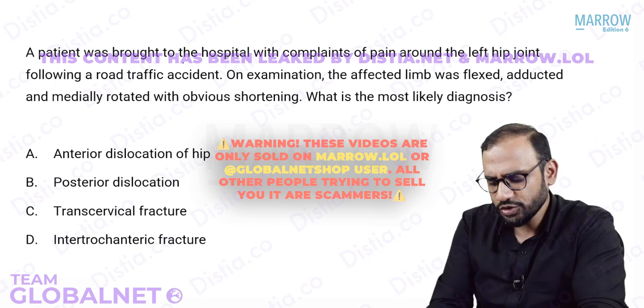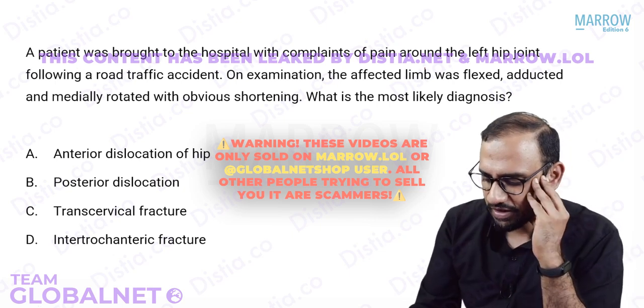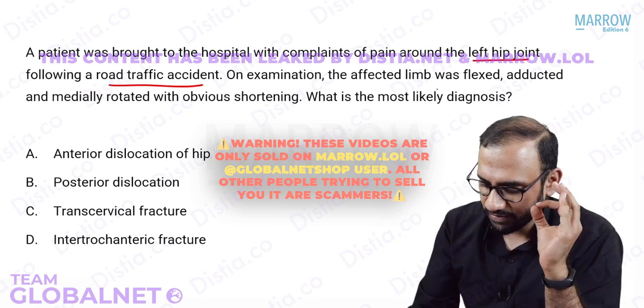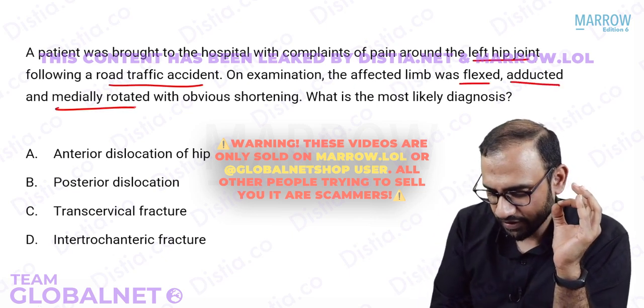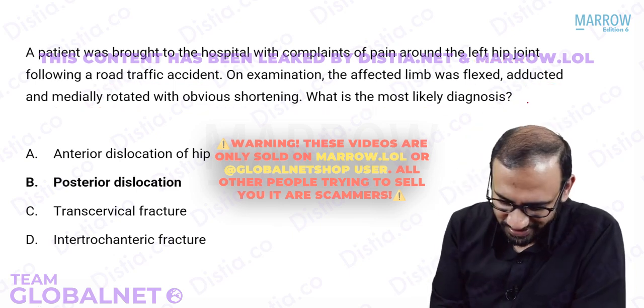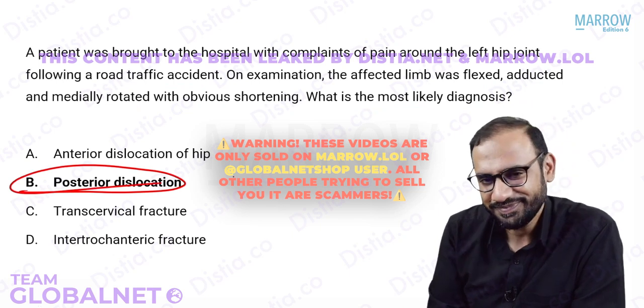Next, a patient was brought to the hospital with complaints of pain around the left hip joint following an RTA. On examination, the affected limb was flexed, adducted, and medially rotated with obvious shortening. What is the most likely diagnosis? Come on, you know this. The answer is posterior dislocation.